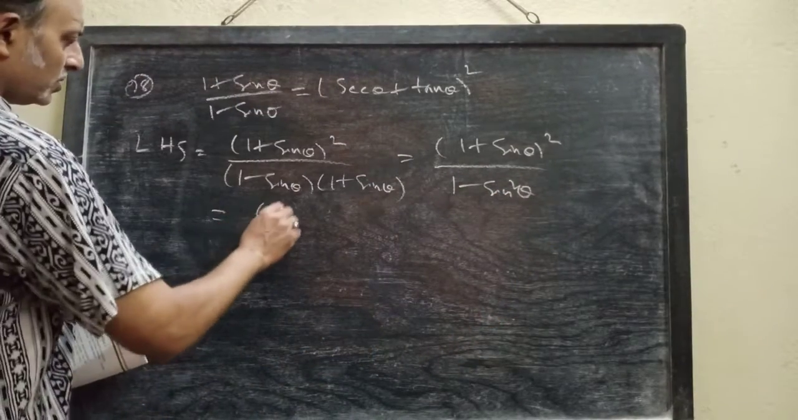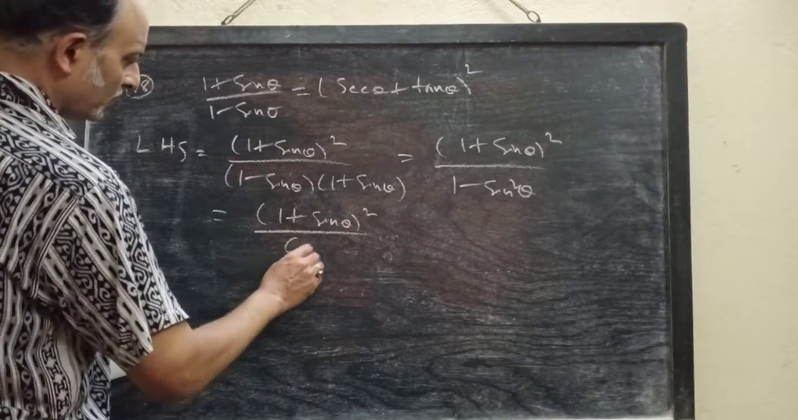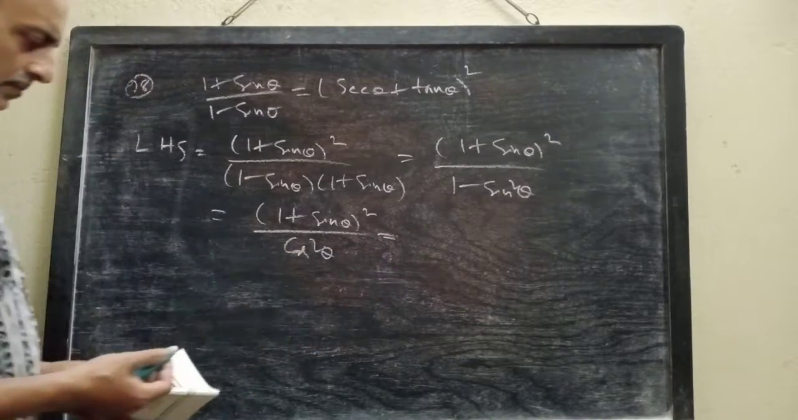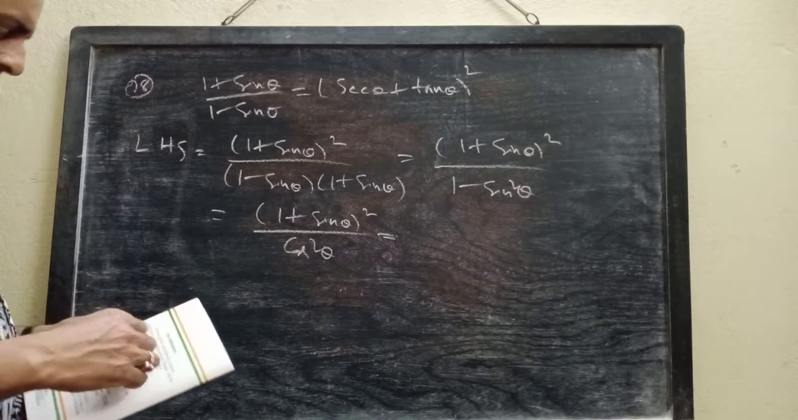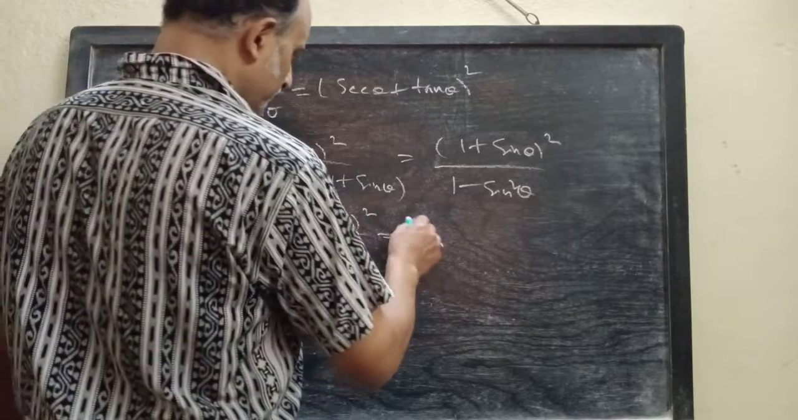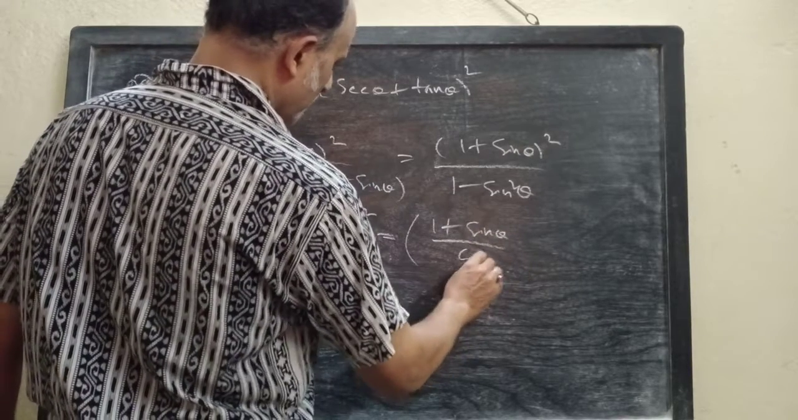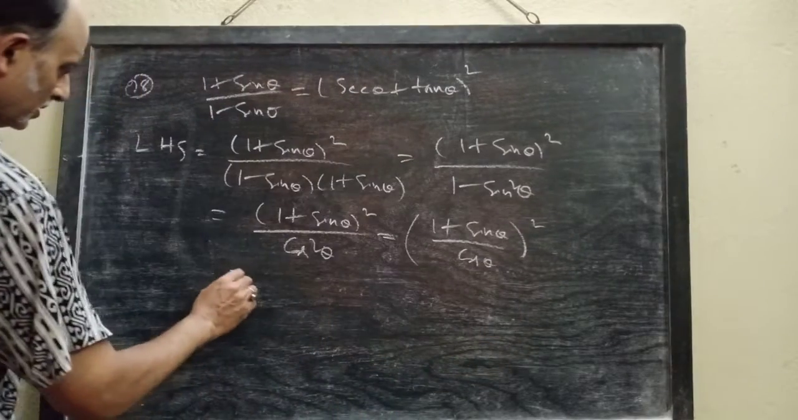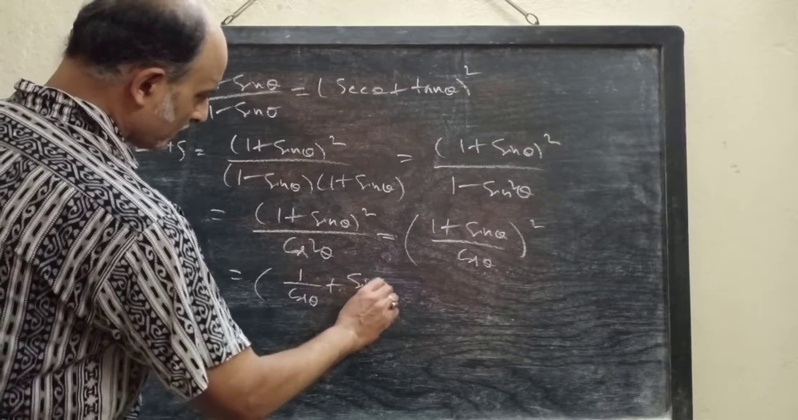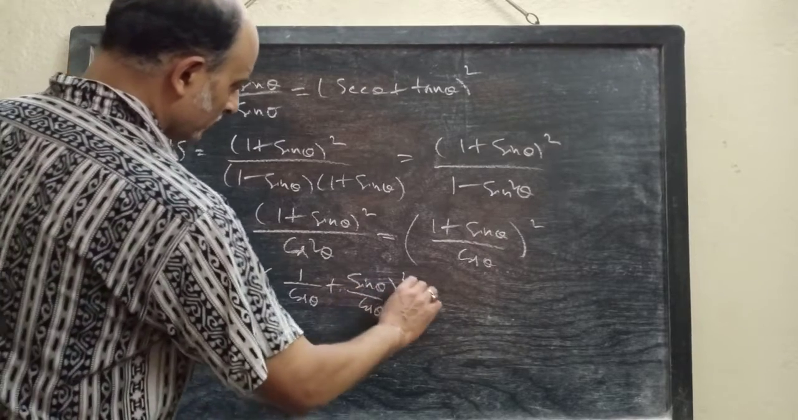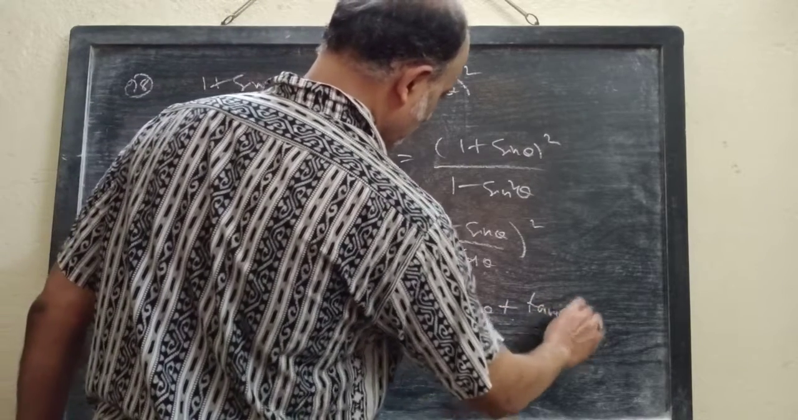Now it becomes 1 plus sin theta whole square. In the denominator it becomes cos square theta. Now write it as 1 plus sin theta by cos theta whole square. So this becomes 1 by cos theta plus sin theta by cos theta whole square. So it becomes sec theta plus tan theta whole square.